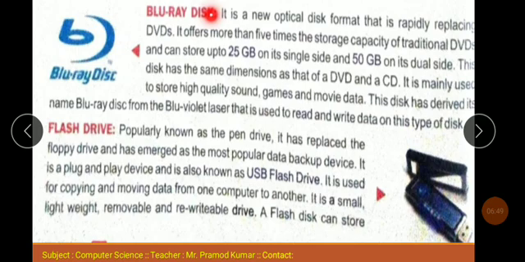Next one, the Blu-ray disc. It is a new optical disc format that is rapidly replacing DVD. It offers more than 5 times the storage capacity of a traditional DVD and can store up to 25 GB on its single side and 50 GB on its dual side.